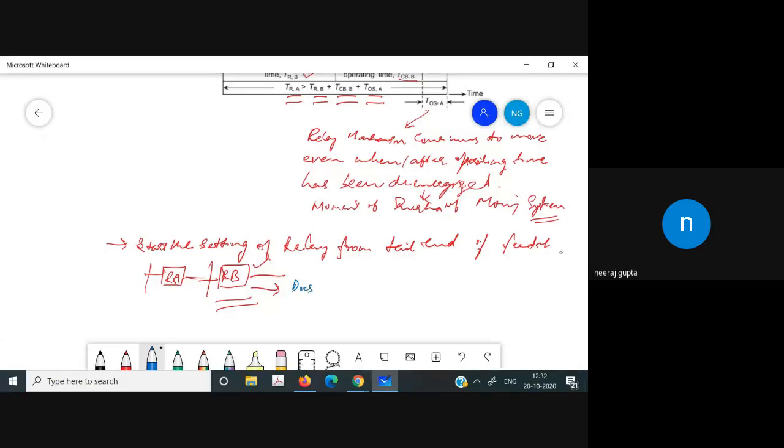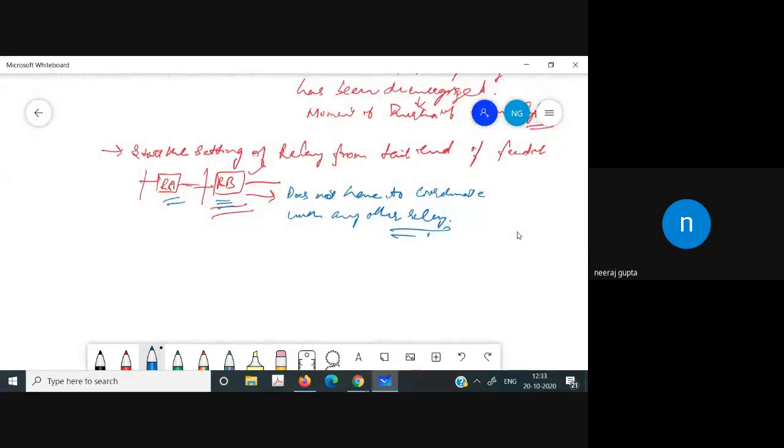Though RA has to coordinate and take into consideration the time of RB, the circuit breaker of RB, and the overshoot time. So we start with the setting of the relay RB. Now let us assume some numerical values.